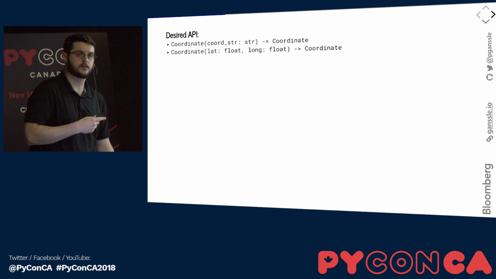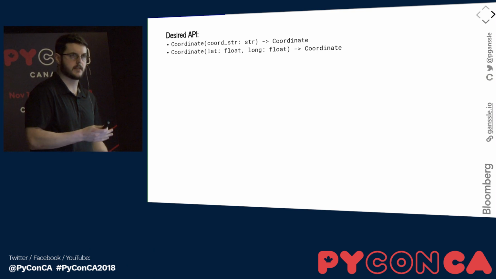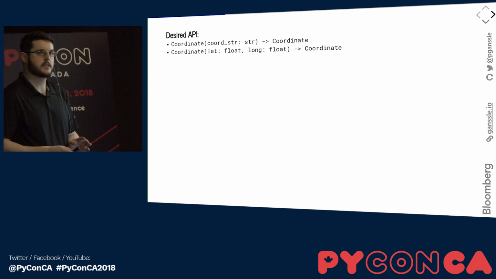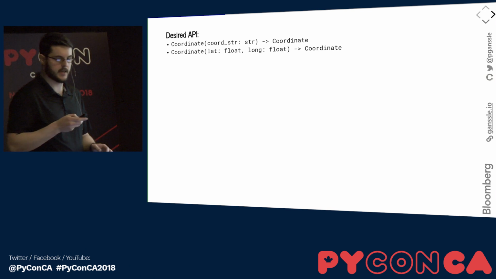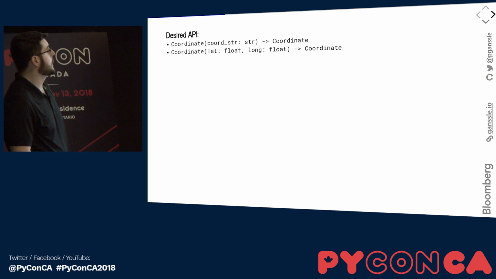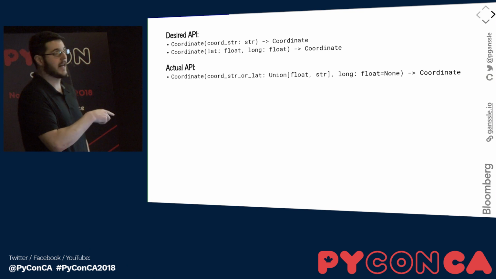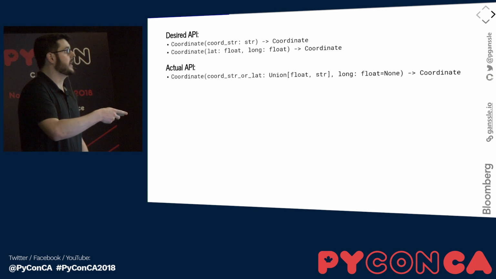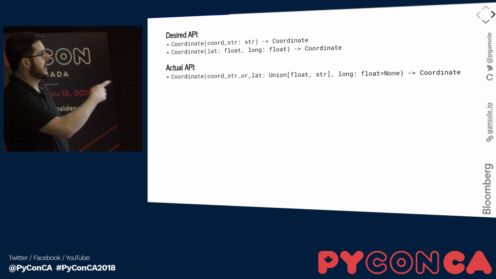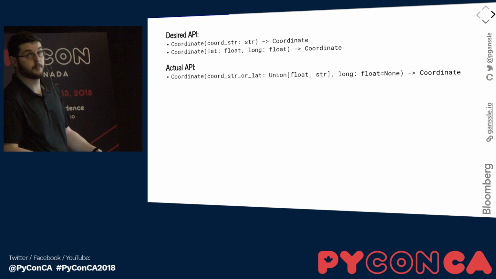This is something C++ programmers will be familiar with because it's like function overloading. But Python doesn't have function overloading in the traditional sense. So the API we actually have is this kind of monstrous thing where we have something that's either a coordinate string or latitude, and that one takes a float or a string. And then we have an optional parameter called long, which has to be a float. And then that gives you back a coordinate.